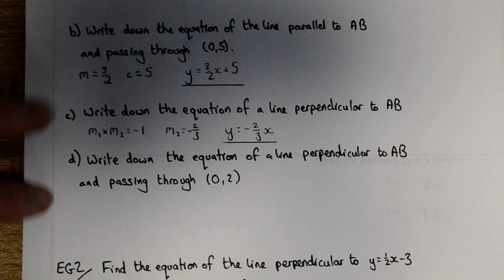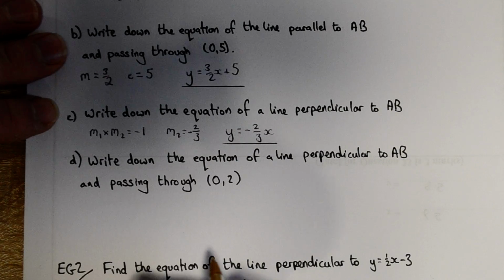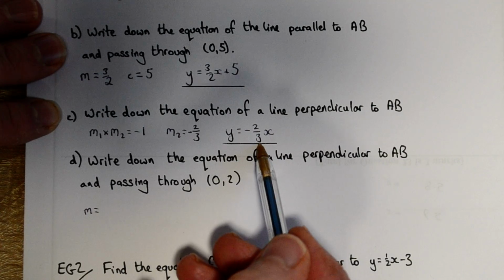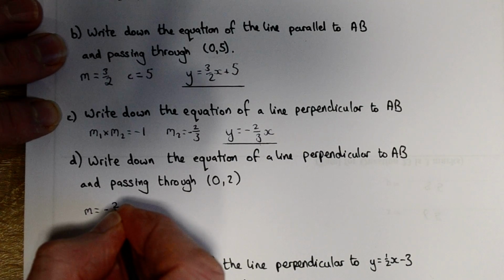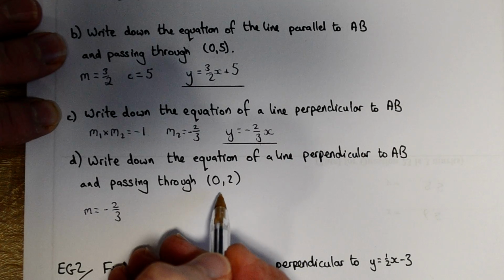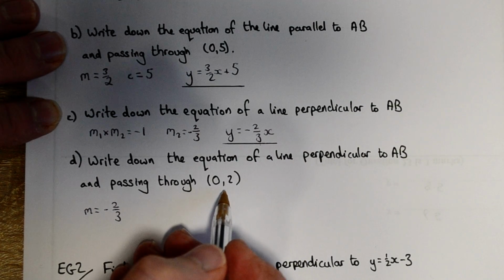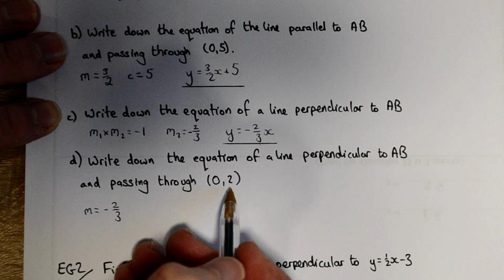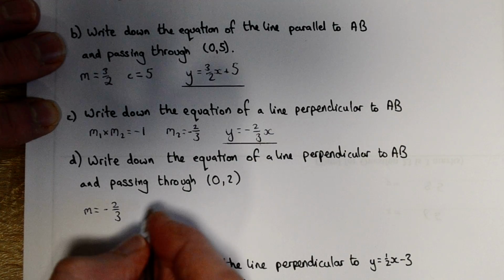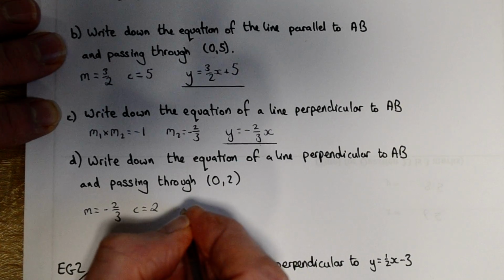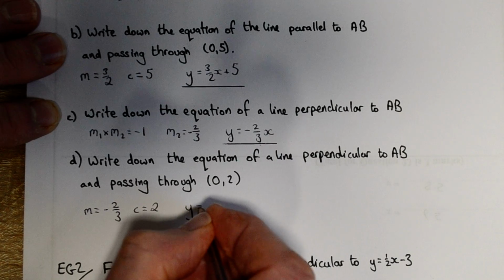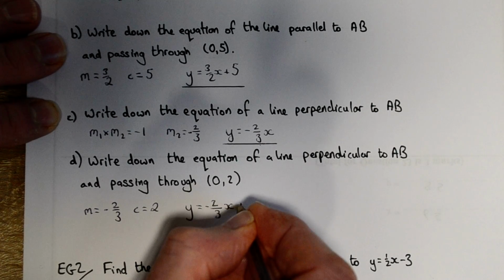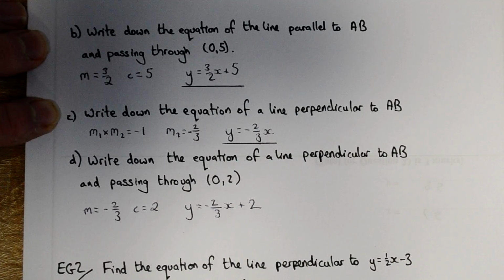Right, part D. The equation of a line perpendicular and passing through this point. So if it's perpendicular, we've got our gradient already. And if it passes through this point here, well, once again they've given us a point which is on the y-axis. So it crosses through the y-axis when y is 2. So we've got our values for m and c, so y equals m times x plus c. That's the end of our first example.